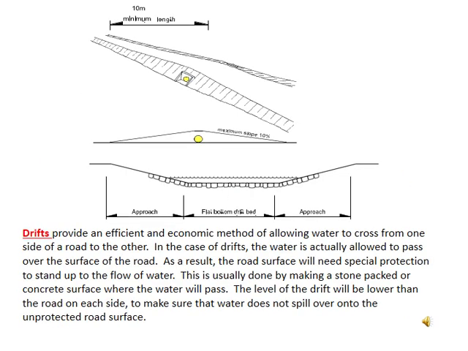The drift provides an efficient and economic method of allowing water to cross from one side of the road to the other. In the case of a drift, water is allowed to pass over the surface of the road. As a result, the road surface will need special protection to withstand the flow of water. This is usually done by making a stone base or concrete surface where the water will pass. The level of the drift will be lower than the road on each side to make sure that water does not spill over onto the unprotected road surface.